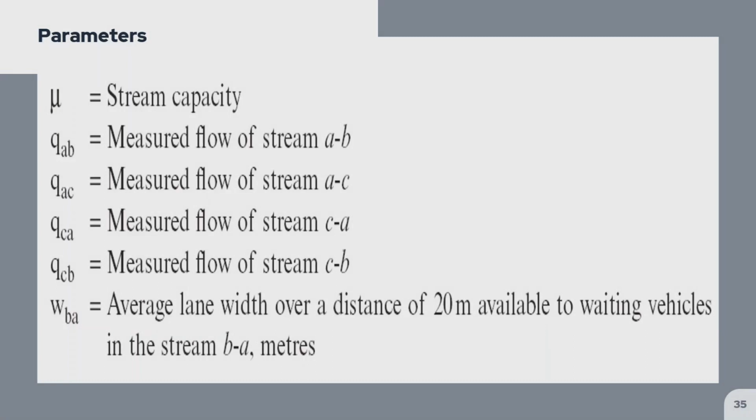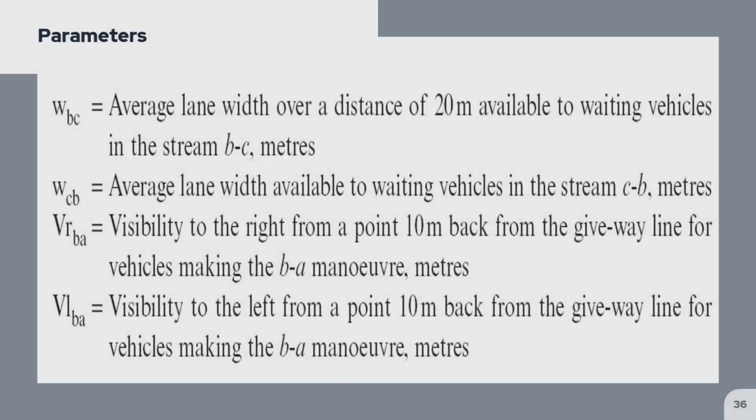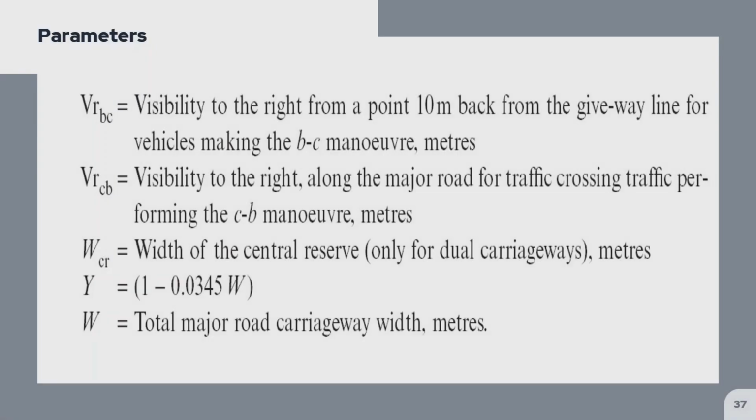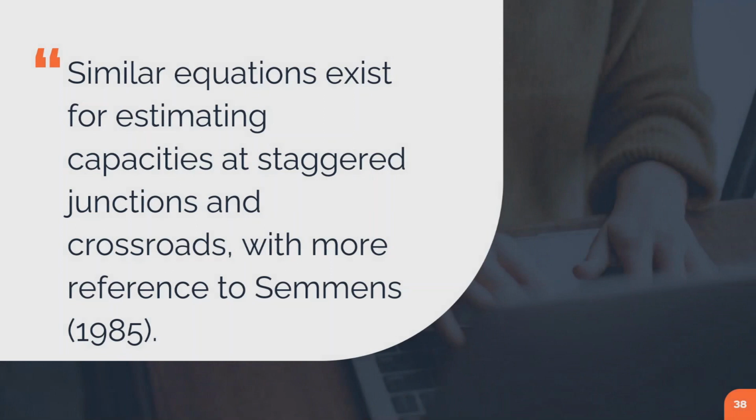Here are the parameters. Mu is for the stream capacity, while Q is for the flow of stream, and the subscripts merely indicate the part of the intersection where the flow, width, and visibility are designated, even in the following equations and parameters. Similar equations exist for estimating capacities at staggered junctions and crossroads, with more reference to Siemens.